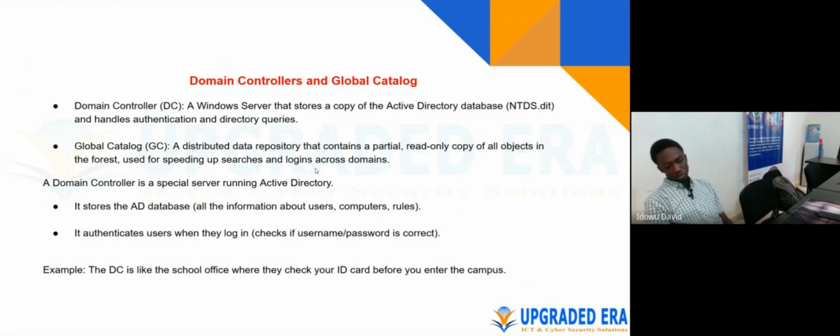Now, a global catalog is a distributed data repository that contains a partial or a read-only copy of all objects in the forest, used for speeding up searches and logins across domains. So a domain controller is a special server that is running the Active Directory itself. It stores the Active Directory database, all of the information about the users, computers, and the roles, and also authenticates users when they log in, checks if their username and their password is correct. For example, the domain controller is like the school office, where you check your ID card before you enter the campus.